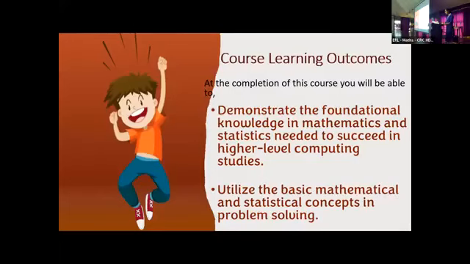and statistics that you need to study higher level courses, especially mathematics courses and other software related courses. And you will be able to utilize the basic mathematical and statistical concepts in your problem solving. Okay.